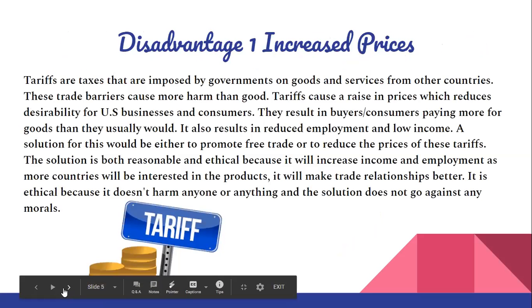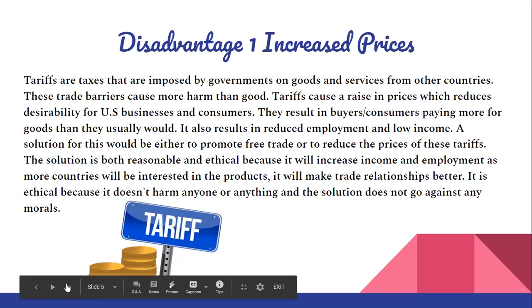Disadvantage 1: increasing prices. Tariffs are taxes that are imposed by governments on goods and services from other countries. These trade barriers cause more harm than good. Tariffs cause a rise in prices, which reduces desirability for the US businesses and consumers. They result in buyers, consumers, paying more money for goods than they usually would. It also results in reduced employment and low income.